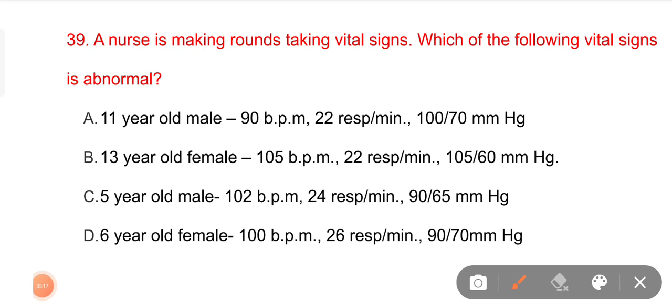The right option is option B. Option B is the right answer, because these values are the abnormal values.